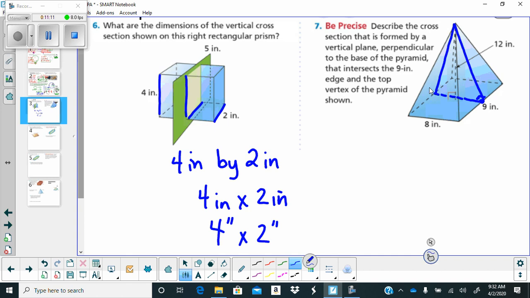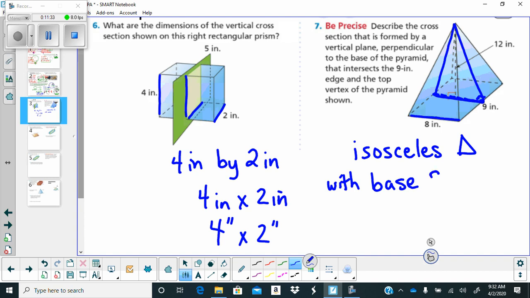So the question is, describe it. It is, and the best way, you might have just put a triangle. It's actually an isosceles triangle. And if you really describe it, the base would be what? Look at the base right here. Wouldn't the base be the same as this? It'd be 8 inches.